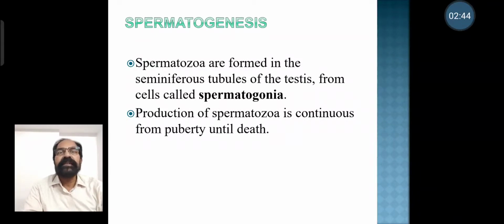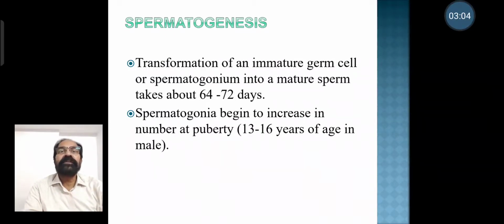Now we start with spermatogenesis. Spermatozoa are formed in the seminiferous tubules of testes from cells called spermatogonia. Production of spermatozoa is continuous from puberty until death. Transformation of immature germ cells, that is spermatogonia, into mature sperm takes about 64 to 72 days. Spermatogonia begin to increase in number at puberty, that is between 13 to 16 years of age in males.